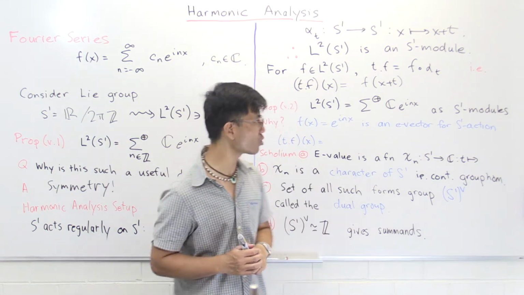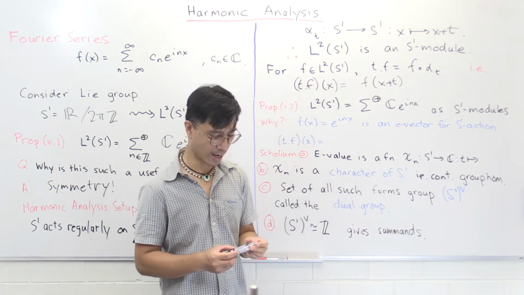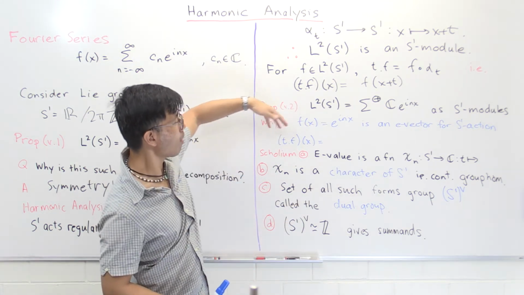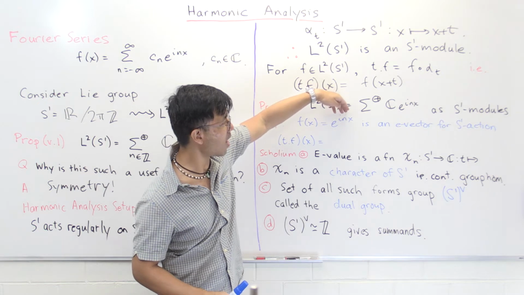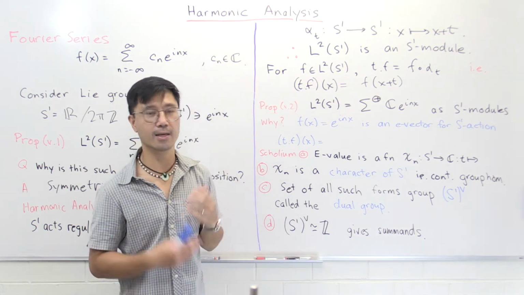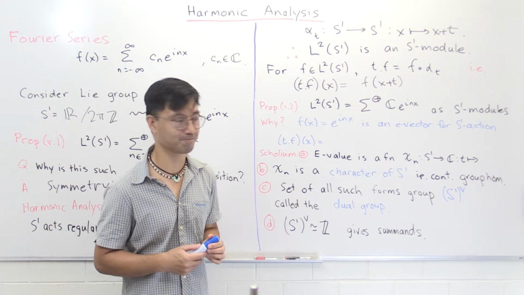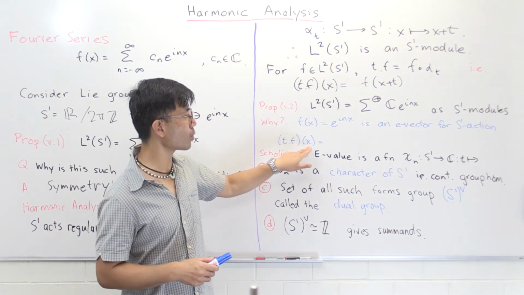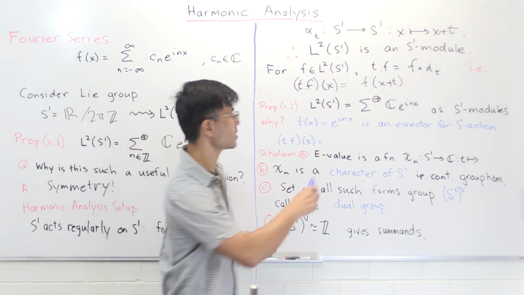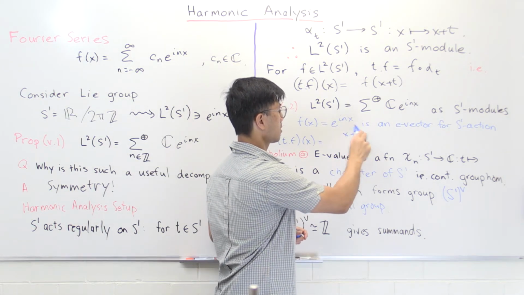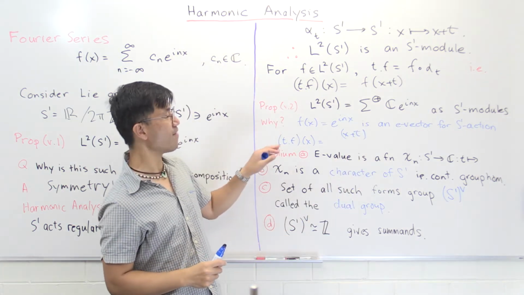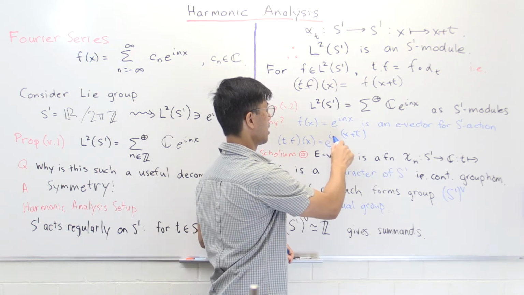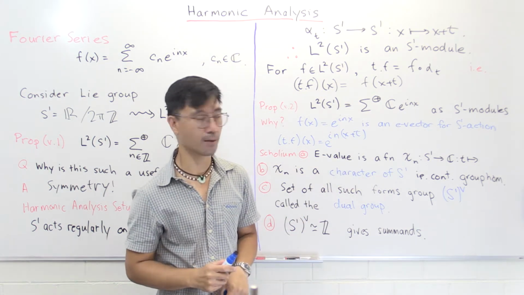Okay, so let's see why that's true. We want to show it's an eigenvector for the S1 action. So let's check and make sure it is. Here's our function f of x, e to the i n x, and we want to apply t to it and see that we get a scalar multiple of that one. Here t is fixed. So what is the action? Firstly, we act by the group element t, so that sends x to x plus t. And then you evaluate the function at it, which is e to the i n at this new value here.